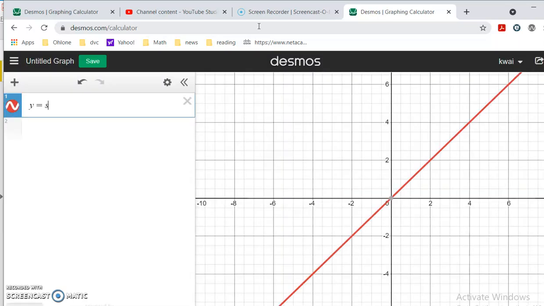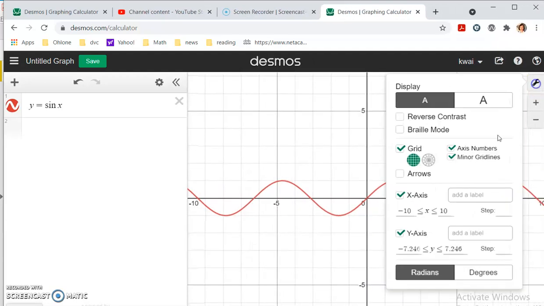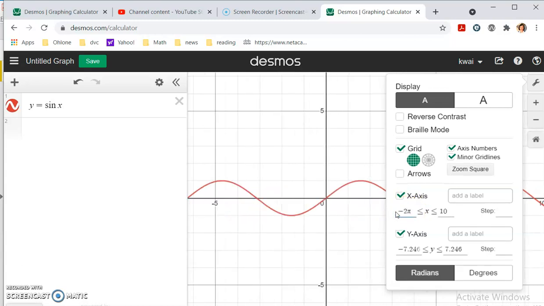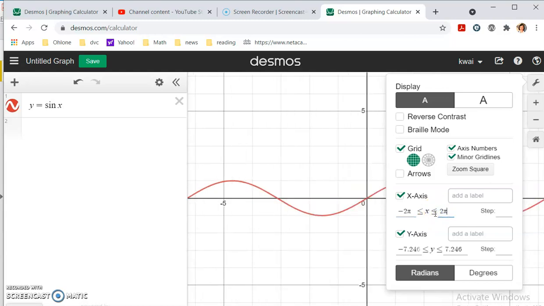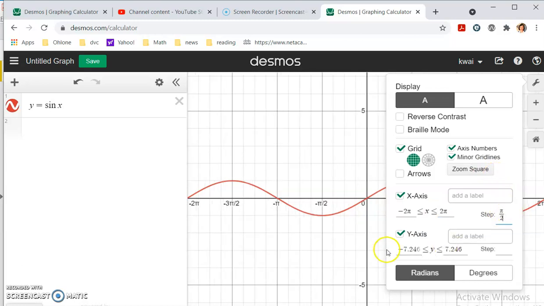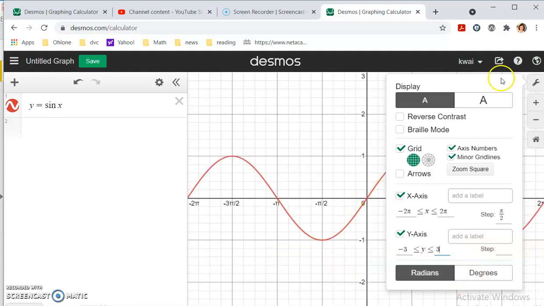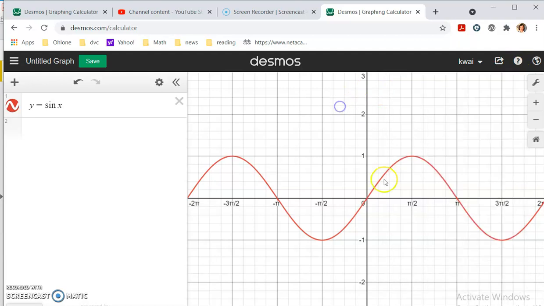So you can see y equal to sine x. If you want to set up the labels to be correct, you can do this: negative 2 pi to 2 pi, and then your step is pi over 2. To type pi, you just type pi. We don't need that much, right? Let's say negative 3 to 3 is good enough. You can see it has to be in radians, and as you can see, it's very nice.